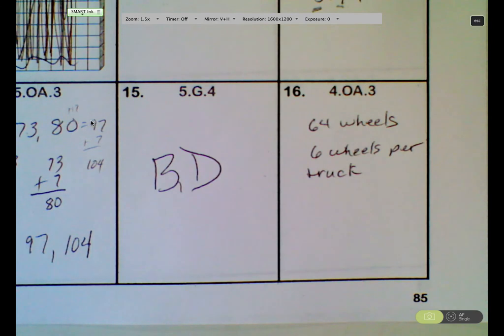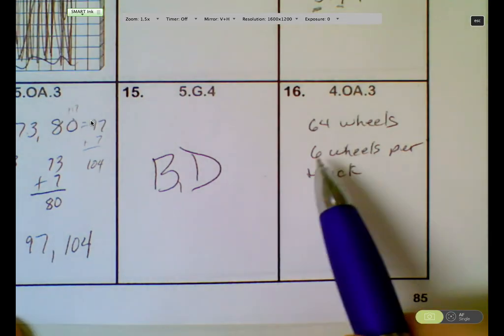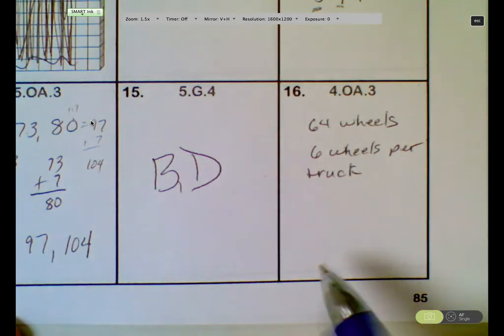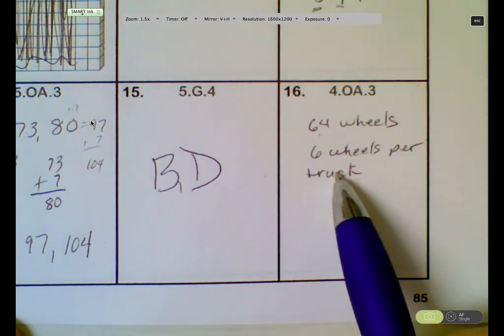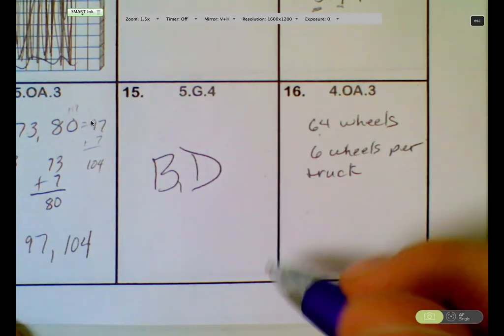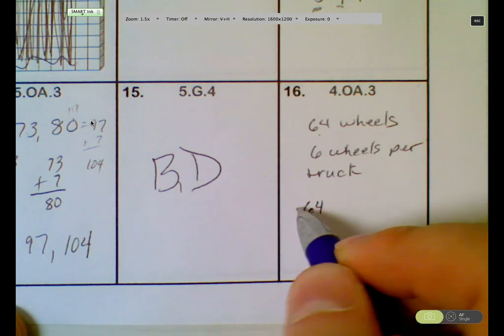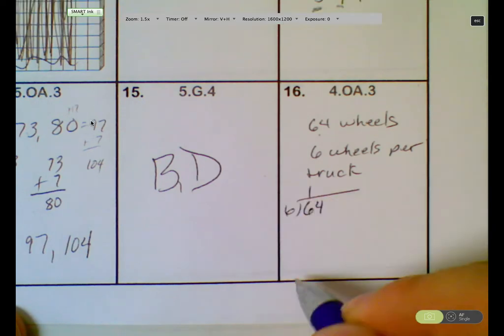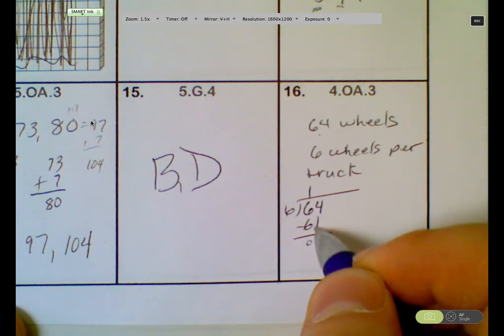And then finally, 16, the toy company is making 2 dump trucks. Each dump trucks have 6 wheels. How many dump trucks can a toy company make if they have 64 wheels? So you got 64 wheels. Each truck gets 6 wheels. I'm going to see how many total trucks I can get. So this is a division problem. 64 divided by 6. That goes 1 time. 1 times 6 is 6. Nothing. Bring down my 4.